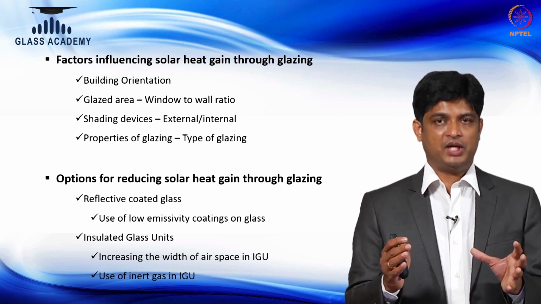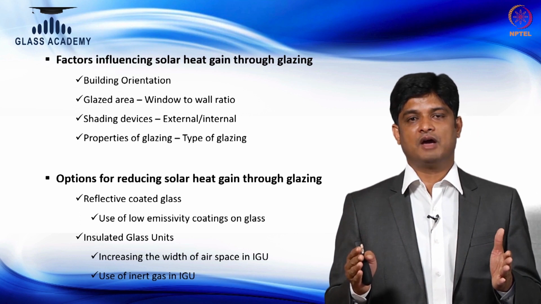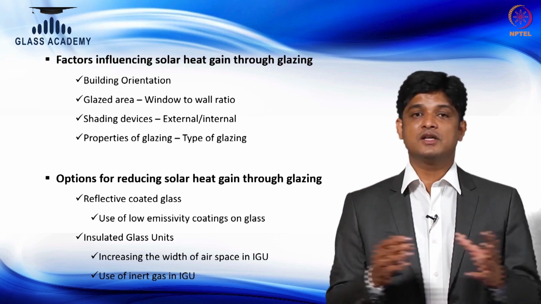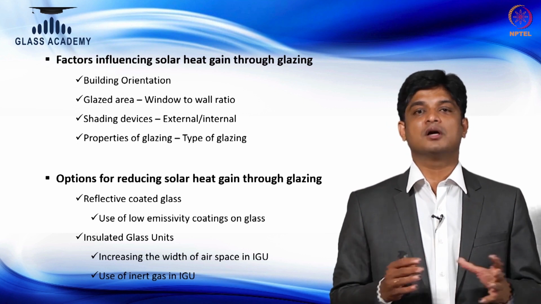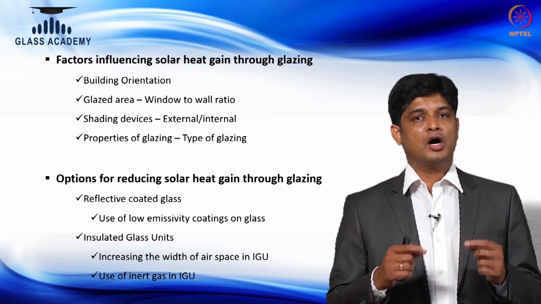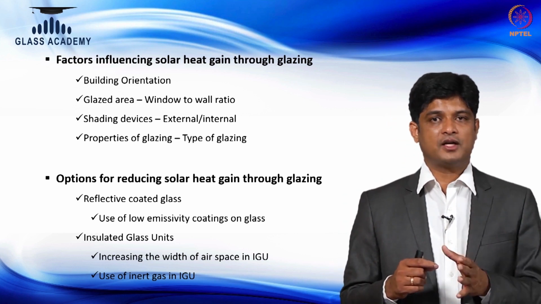If I cannot play with that much, because I have a constraint on the plot size, I cannot turn the building around, or the plot itself is quite rectangular and I am not able to turn it around, then in that case you have a huge impact on how you are going to reduce the solar factor of the glass.